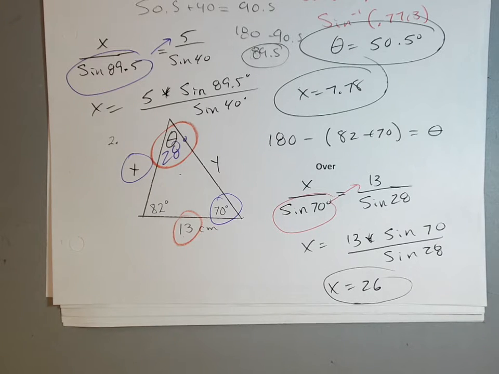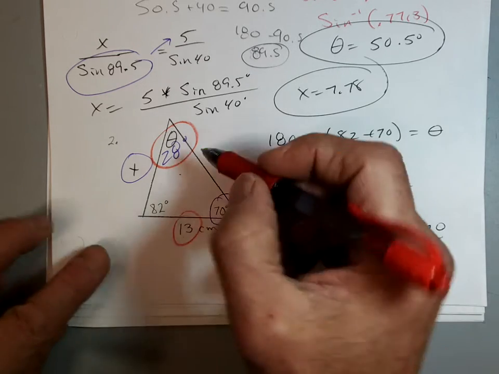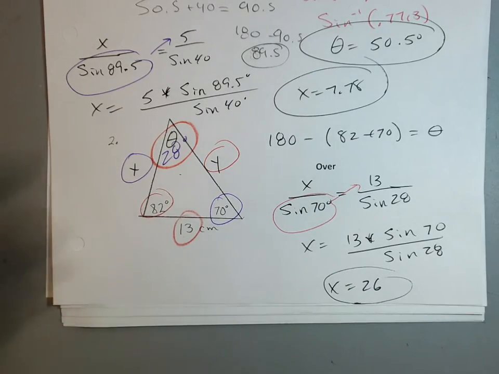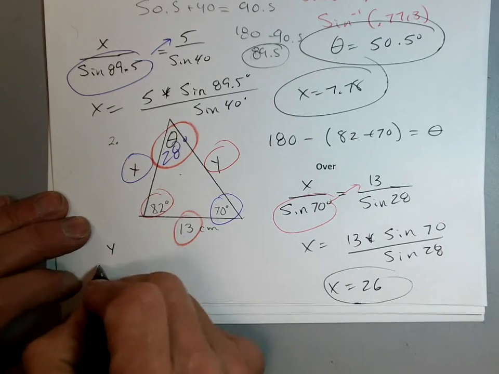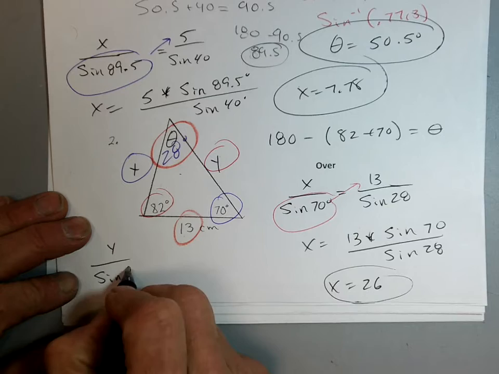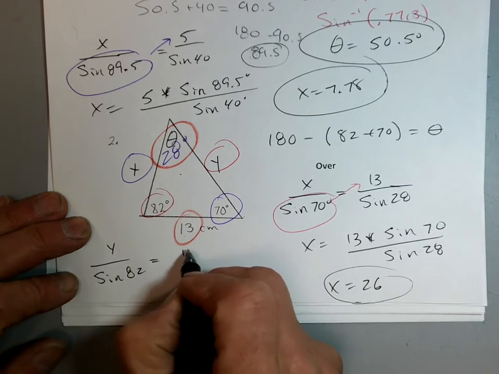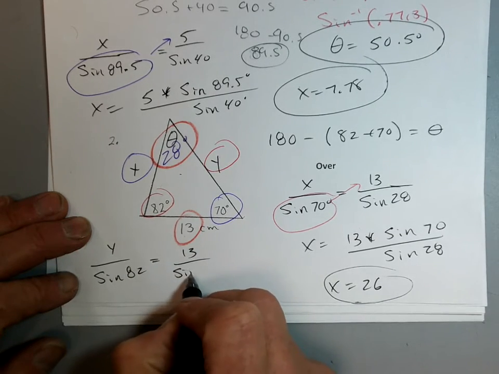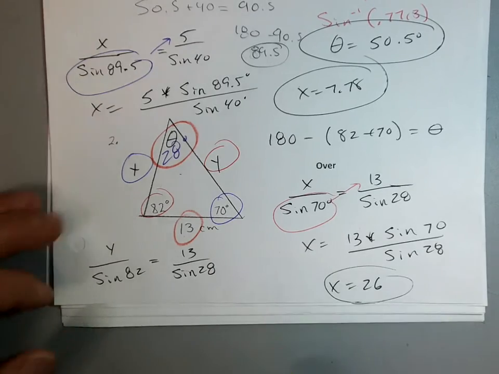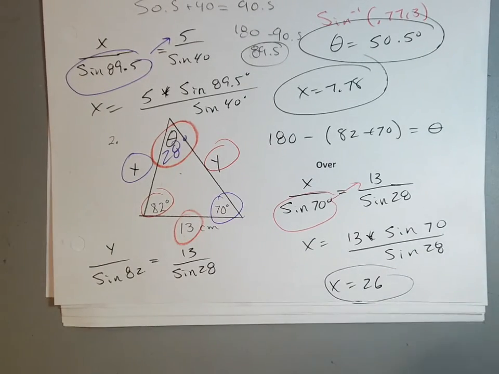Now, Dylan, we got to choose Y, don't we? So let's do the same thing, but this time we're going to choose Y instead. So we're going to go opposites, right? So we'll go y over the sine of 82 equals 13 over the sine of 28. I could have used the other two sides, but I like to stick to numbers that are good numbers, okay?